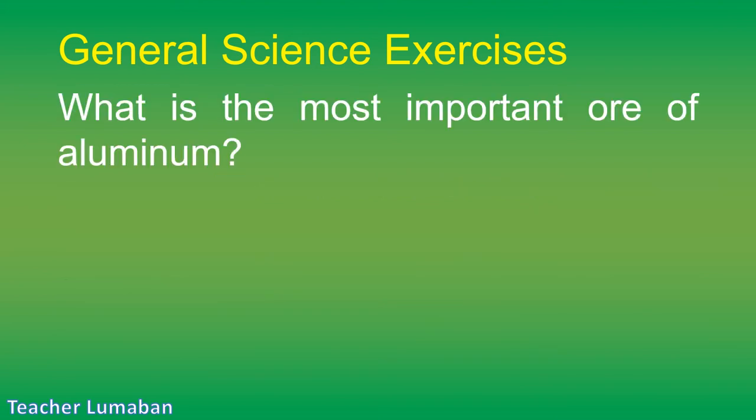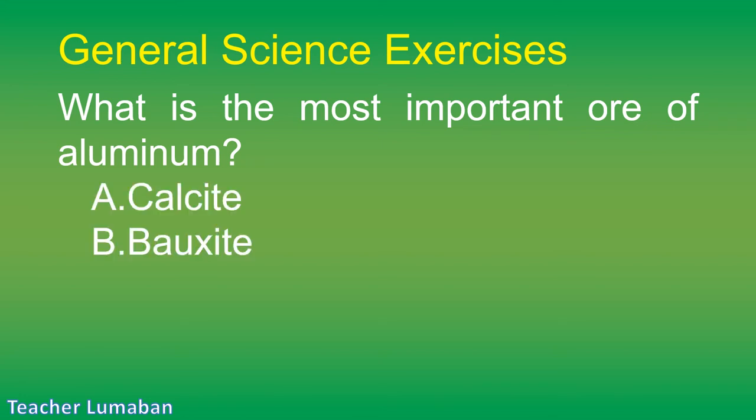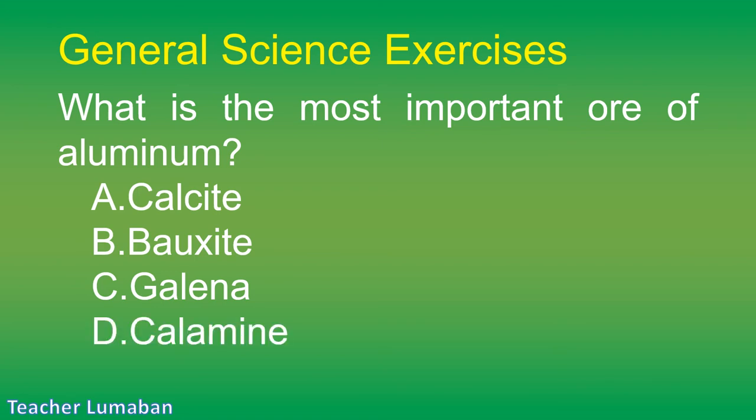What is the most important ore of aluminum? Letter A, calcite. Letter B, bauxite. Letter C, galena. Letter D, calamine. Choose the suitable answer to the following choices in 5 seconds.